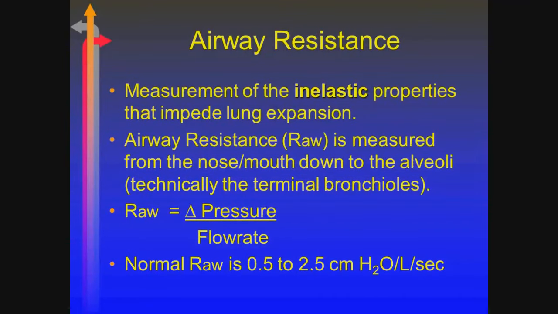And talk about airway resistance. Where compliance talked about how easy or hard it is to distend the lung, we would call that an elastic property. Airway resistance is not the opposite, but is an inelastic mechanism that impedes lung expansion. The symbol for airway resistance is capital R with a subscript AW, Raw.